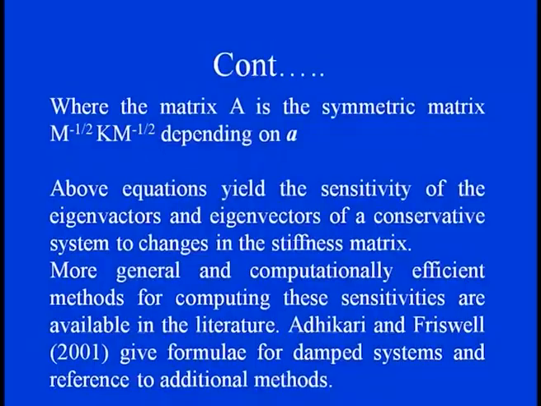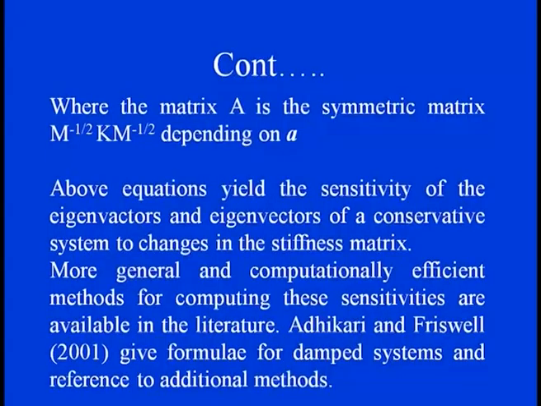So the coefficient can be straightaway calculated according to the variations that are there, and then we can say that the matrix A, which is a symmetric matrix, depends on A, and the symmetric matrix is M to the power minus half K M to the power minus half.